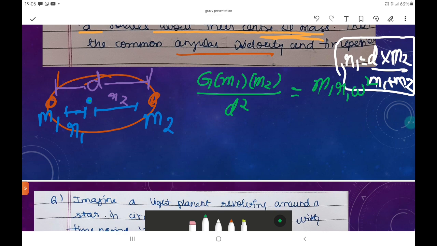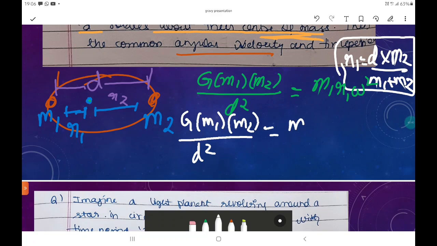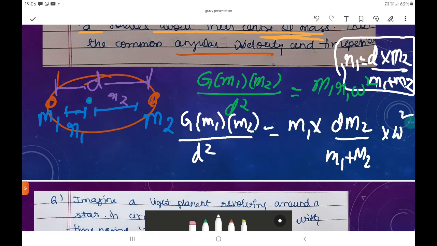Or else you can just equate this. Or in place of r1 you need to put d into m2 by this. So G into m1 into m2 upon d square is equal to m1 into d m2 upon m1 plus m2 into omega square. See, what did I do? I just equated gravitational force of attraction to centripetal force. Now centripetal force is m r omega square.